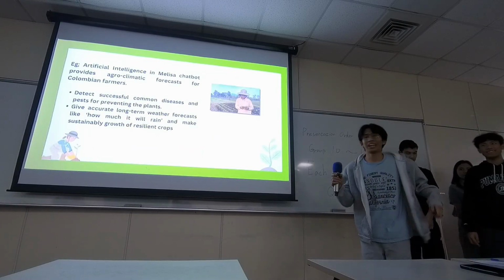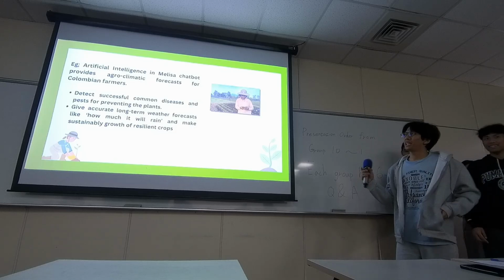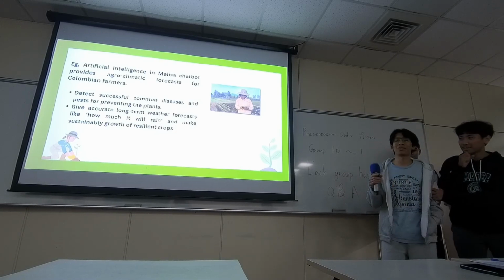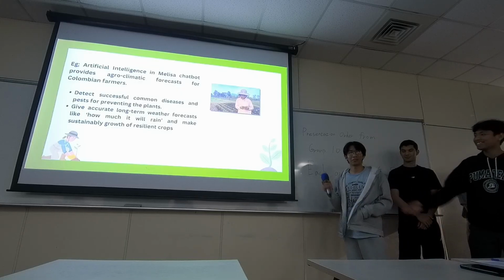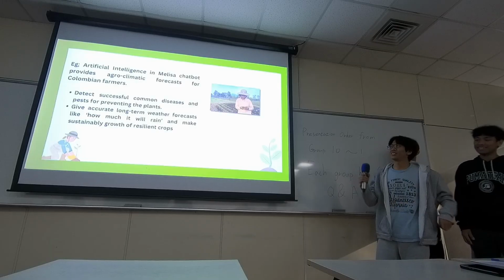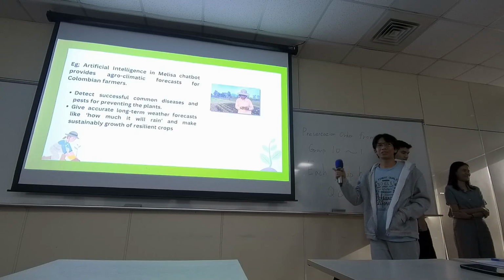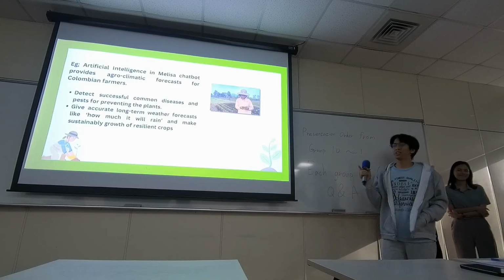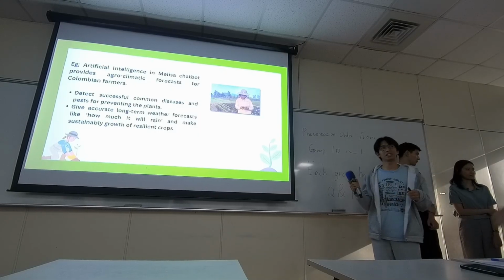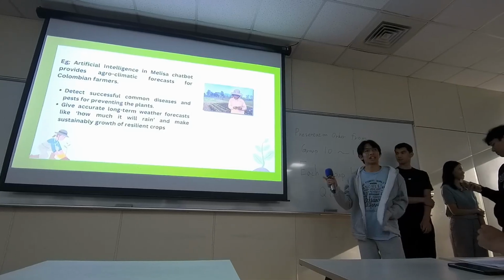as you mentioned, for example, artificial intelligence research can provide agroclimatic forecasts for Caribbean farmers, detect susceptible commodities, and as a preventative plan give accurate long-range weather forecasts, like how much it will rain, and make it sustainable to grow sunny crops.